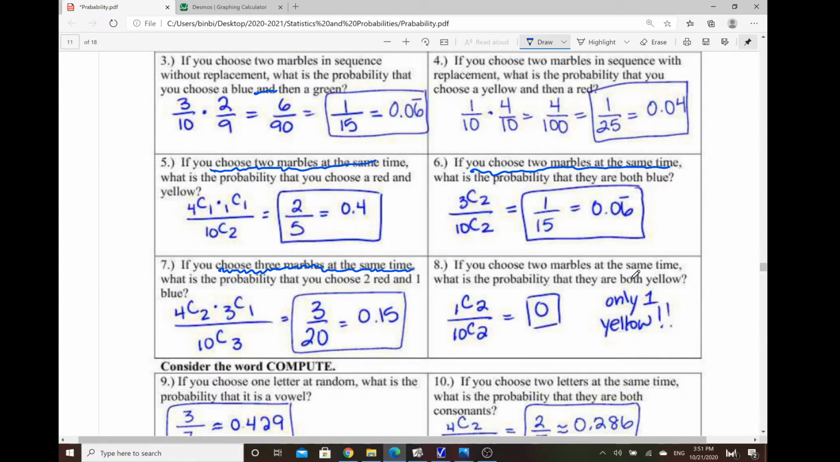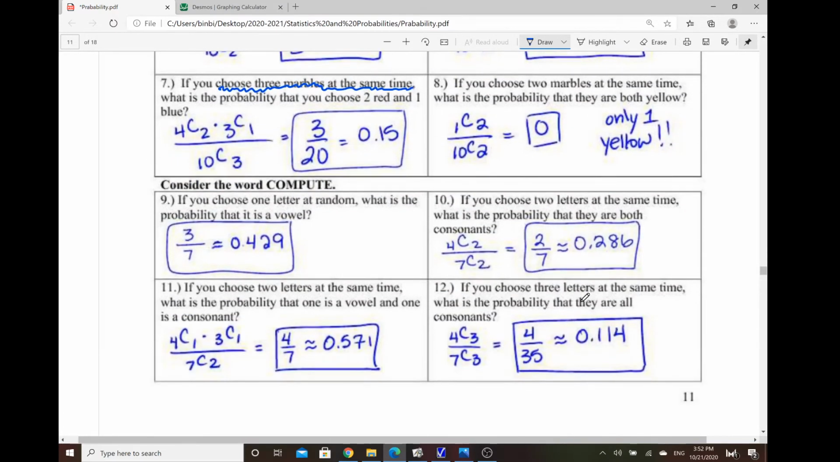If you choose 2 marbles at the same time, what's the probability that they are both yellow? Well, there's only one marble that is yellow, but you have to choose 2 of those. Then the chance is 0. There's only one yellow marble. So again, if you choose one thing, that's just one event happening, so that's just normal probability. Anything that's 2 or more is considered conditional probability.